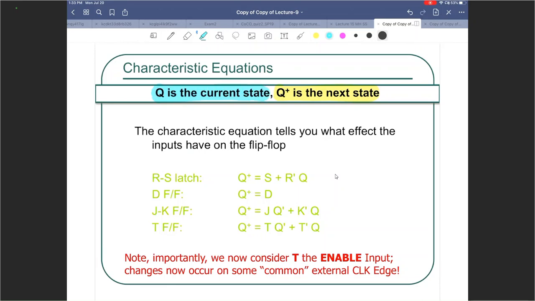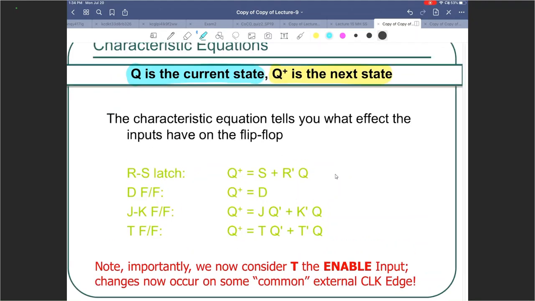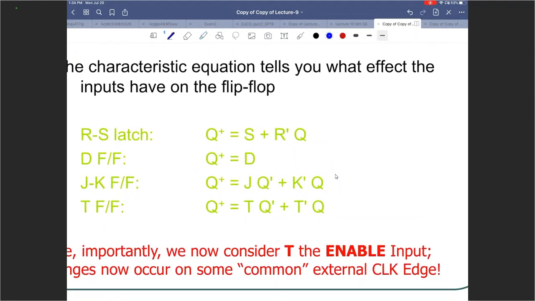It's the same output, but the difference is in when the state is being observed, currently or what's coming next. And next refers to the change in the clock as far as flip-flop is concerned, right? For the SR latch, the characteristic equation that we derived in the previous lecture on latches was Q plus equals S plus R complement and Q. For D flip-flop, Q plus equals D. Whatever goes into D appears at the output Q plus after the active edge of the clock.